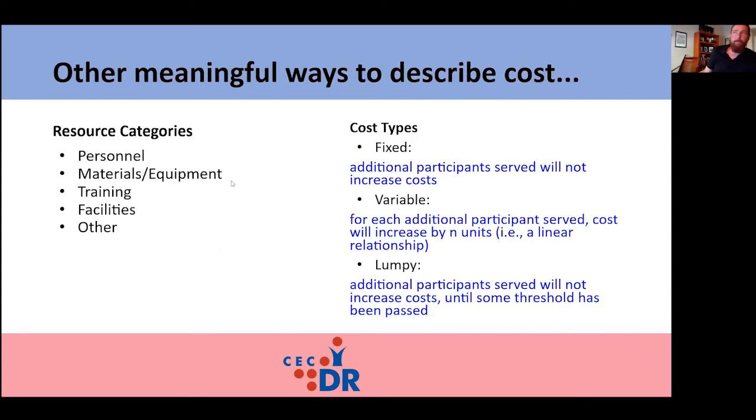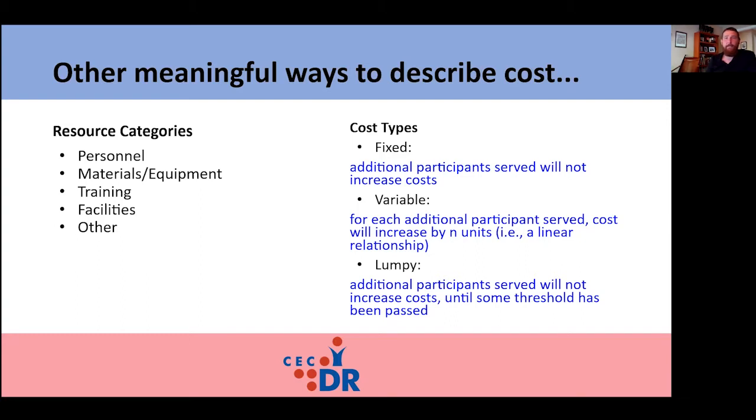So there's also other meaningful ways to describe costs. You can think of it as resource categories. There's going to be personnel costs. Those are going to be people that are doing something, whether it's training the teachers, or a parent taking a survey. There's materials, equipment, which is more like computers, technology, those kinds of ingredients. Training costs, facilities, you have to have a facility of some sort to implement some sort of training. And then there's a catch-all, just other category.